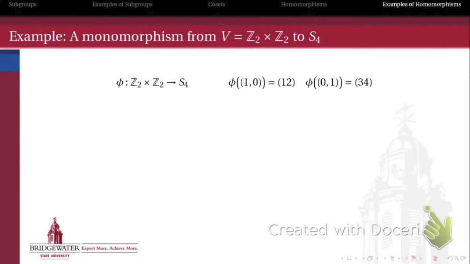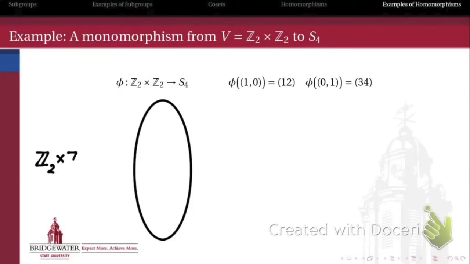Here's another example. Let's take the group which is the cross product of Z2 with Z2. We call this a Klein 4 group. And here's an example of a monomorphism from that group into the symmetric group on 4 symbols. It takes the element (1, 0) and sends it to the transposition (1 2), and it takes (0, 1) and sends it to the transposition (3 4).